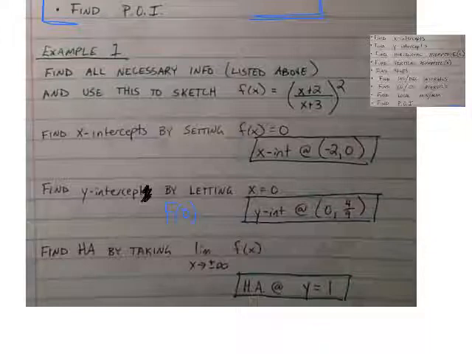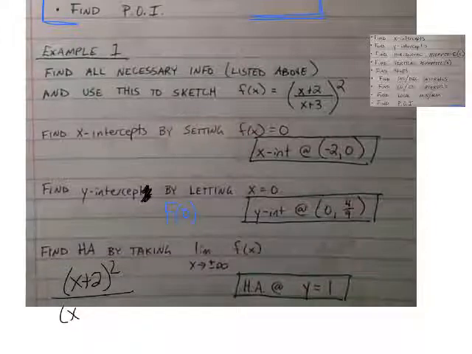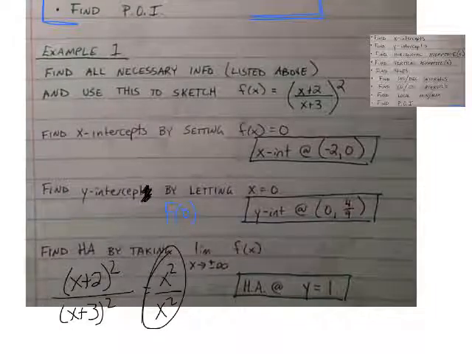Find horizontal asymptotes by taking the limit as x goes to infinity or -infinity of the function. If we took our function and rewrote it as x plus 2 squared over x plus 3 squared, we would see that our leading terms are x squared and x squared, and if we take the limit as x goes to infinity of that, we're going to get 1. So we only have one horizontal asymptote, and that is at y equals 1. So that is a calculus skill.